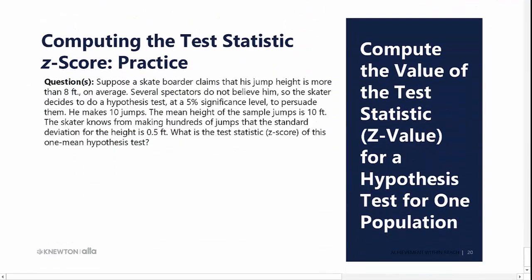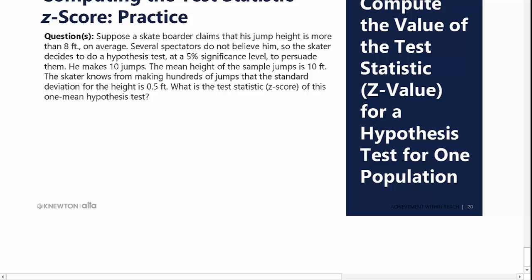Here we go. Suppose a skateboarder claims that his jump height is more than 8 feet on average. Several spectators do not believe him, so the skater decides to do a hypothesis test at a 5% significance level to persuade them. He makes 10 jumps. The mean height of the sample jumps is 10 feet. The skater knows from making hundreds of jumps that the standard deviation for the height is 0.5 feet. What is the test statistic, which will be a z-score, of this one mean hypothesis test?